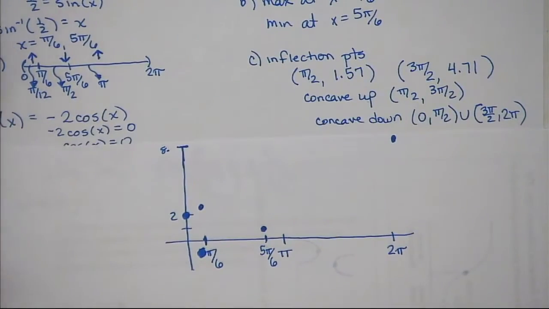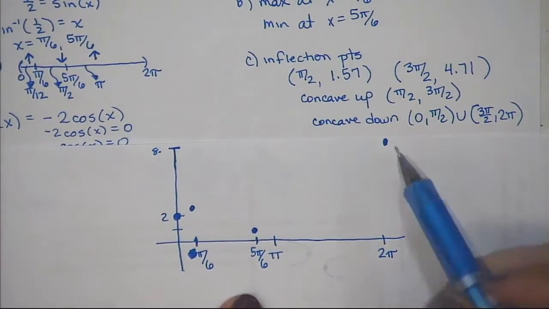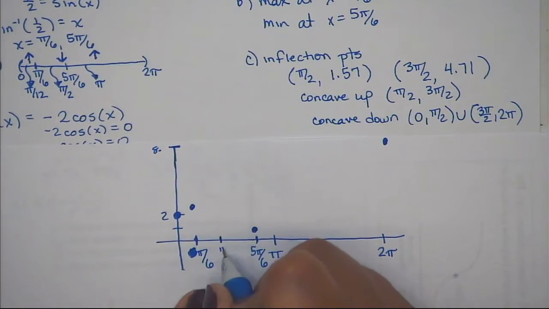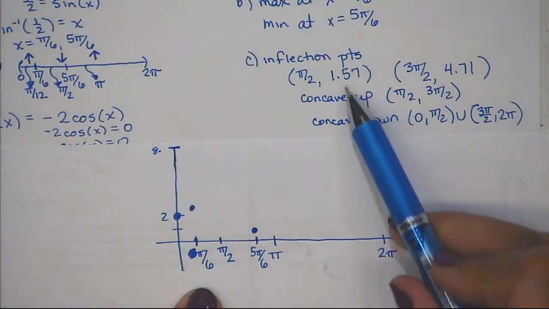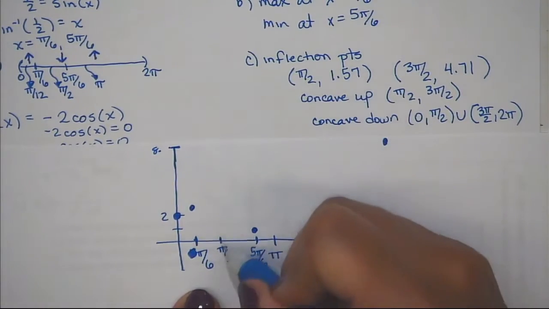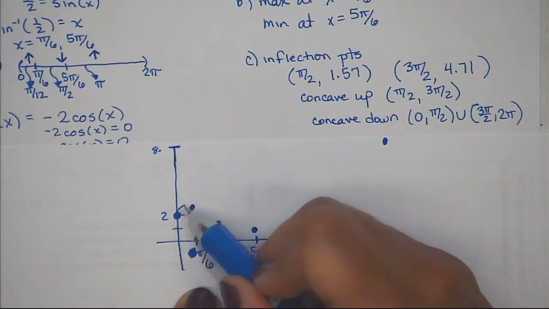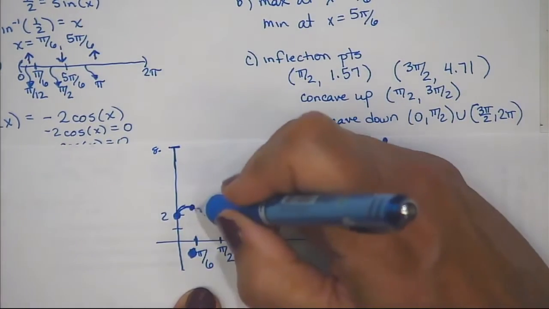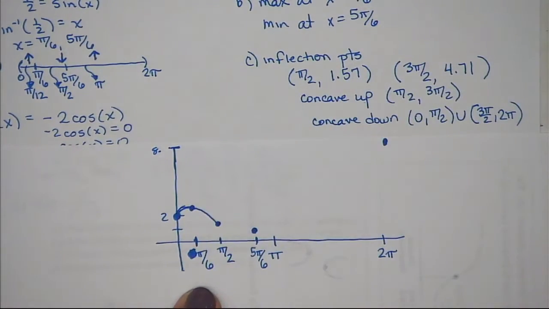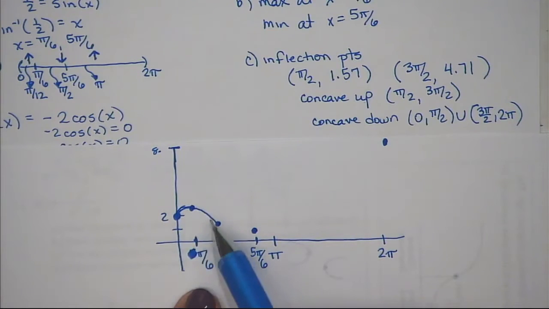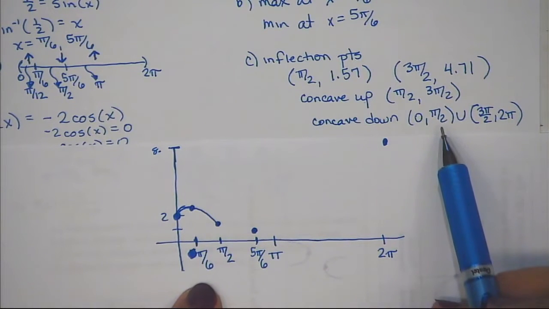All right, where were our points of inflection? Pi over 2. So where would pi over 2 be? Halfway between 0 and pi, right? So here's pi over 2. And its ordered pair was 1.57. All right, so look at that. We went up. Oop. We went down. Okay. Now, is that concave down between 0 and pi over 2? That's concave down. That's what we got. 0 to pi over 2 is concave down.